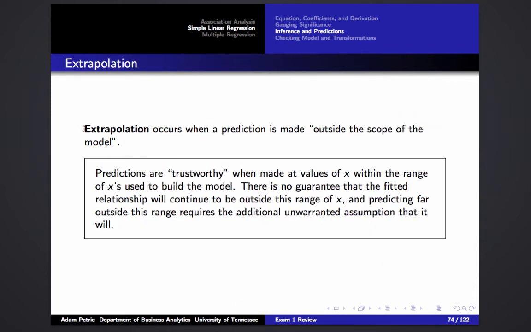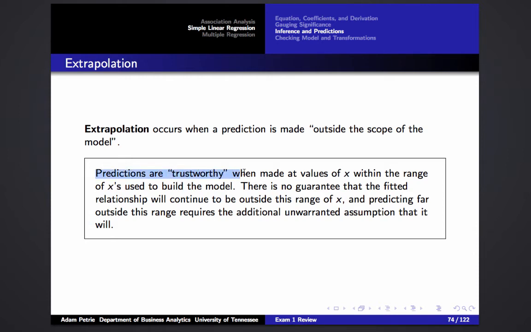One thing we do have to worry about when making predictions is extrapolating. Extrapolation occurs when a prediction is made outside the scope of the model. One example of extrapolation would be trying to predict what would happen to an individual if his or her x value changes, because the regression model isn't designed to actually make a comment about that at all. And another type of extrapolation is when you try to make a prediction at a value of x that's outside the range of x used to build the model.